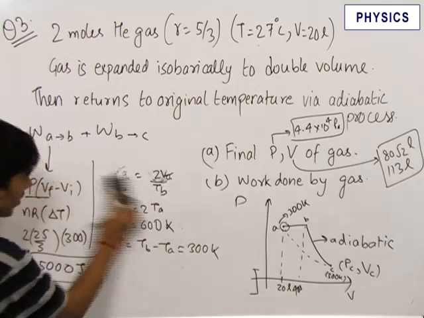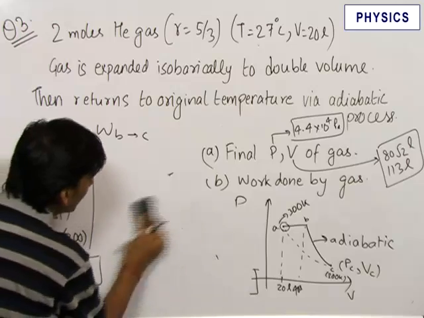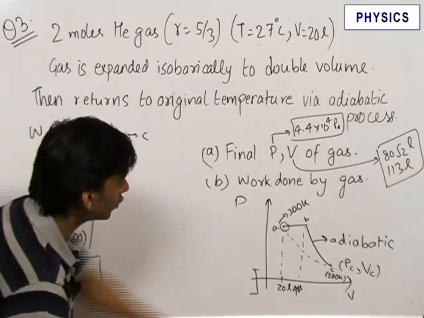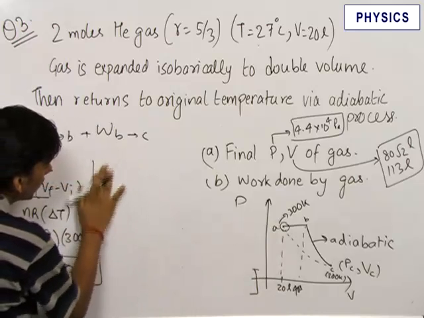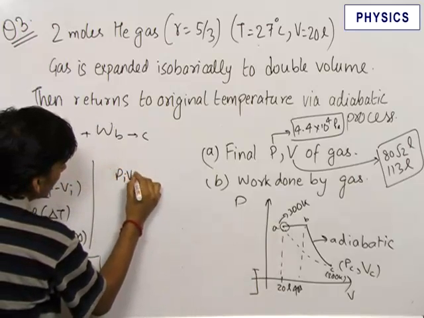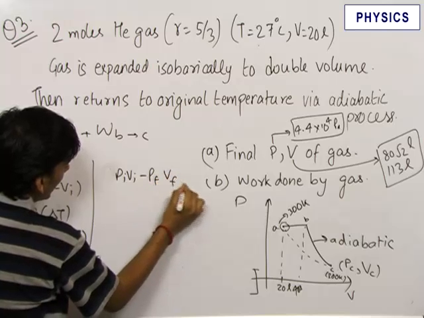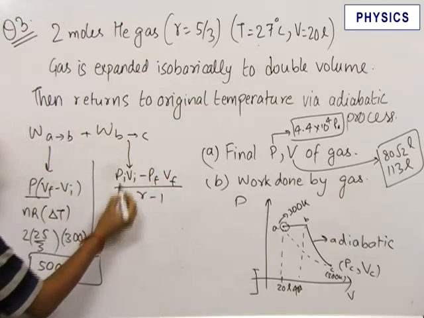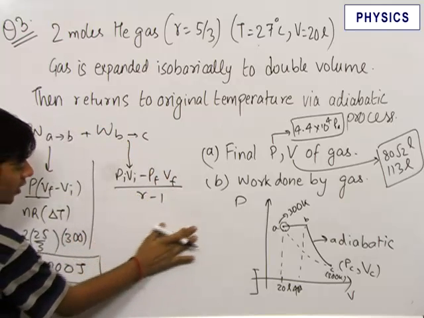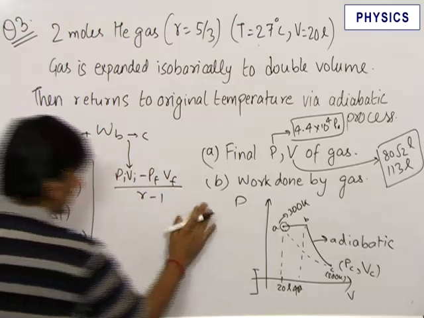Now we need to find out work done by the gas from B to C. Now B to C is an adiabatic process. For an adiabatic process, work done can be directly written to be equal to P initial V initial minus P final V final upon gamma minus 1. It is important to remember this formula. The work done by the gas is equal to P initial V initial minus P final V final upon gamma minus 1 in the case of an adiabatic process.